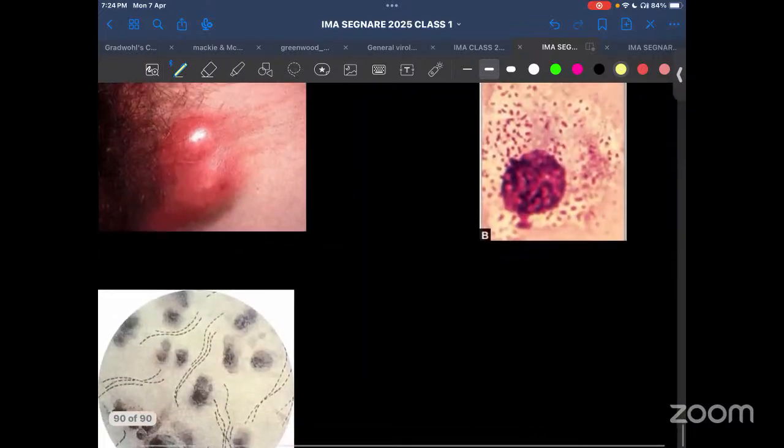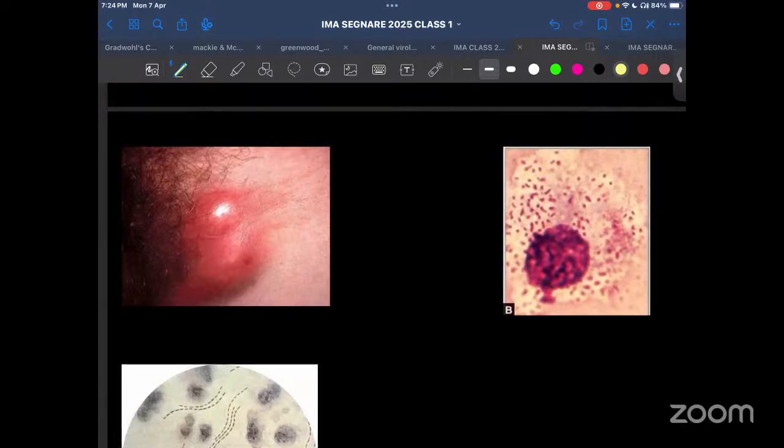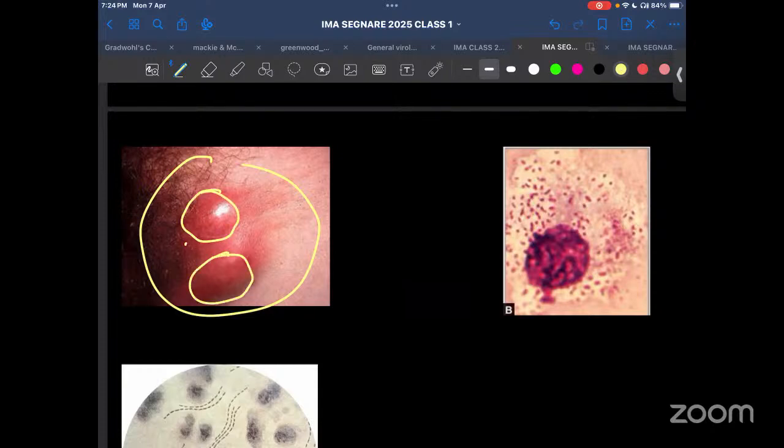Now these are some of the pictures that we have here. See the first picture. This is actually the groove sign. These are two lymph nodes here, and in between you can see a groove. So groove sign, which is seen in lymphogranuloma venereum.